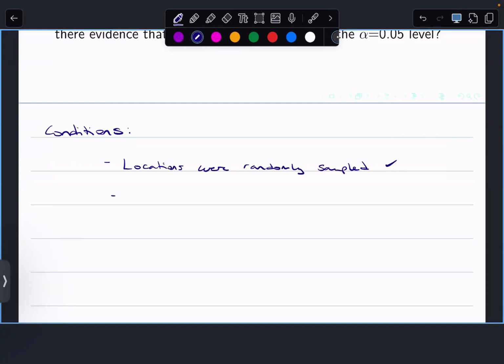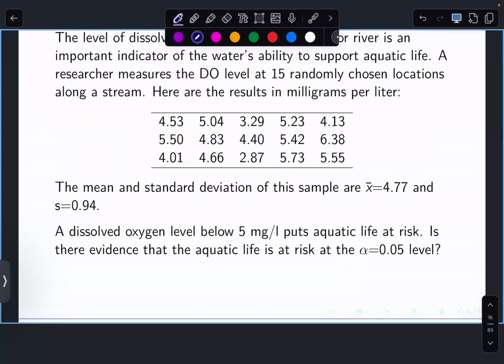The normality condition said I either have to pull from a normal distribution or my sample size has to be greater than 30. So when I look at my sample size, N is 15. So what do I have to assume then? I have to assume that the dissolved oxygen levels in the entire stream are approximately normal, right?